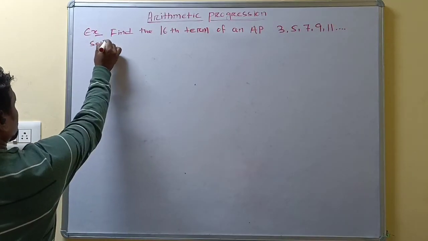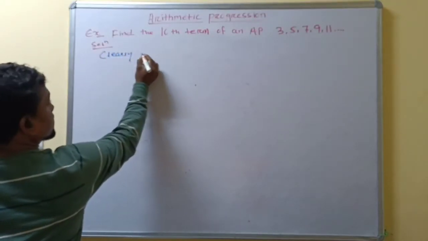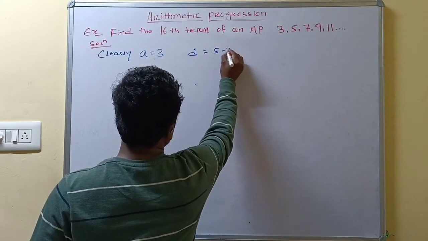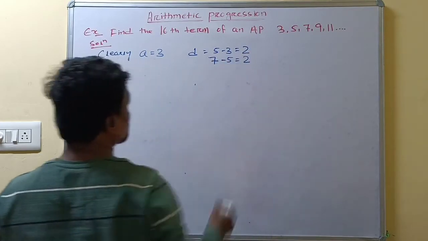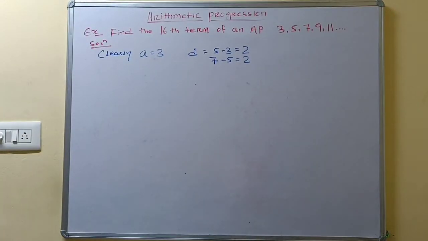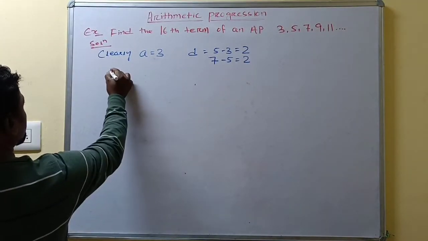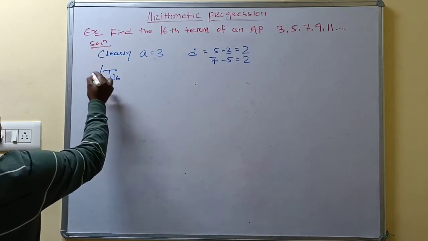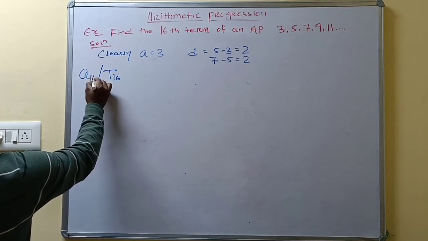Its solution will be here clearly: a is equal to 3 and d is equal to 5 minus 3 equals 2. We can write 7 minus 5 is equal to 2. d is known as the common difference between any two consecutive terms. Then we will find the 16th term, meaning we will find T16 is equal to how much. In some books or by some authors, they also use the term An in place of Tn, or they can write A16 also.